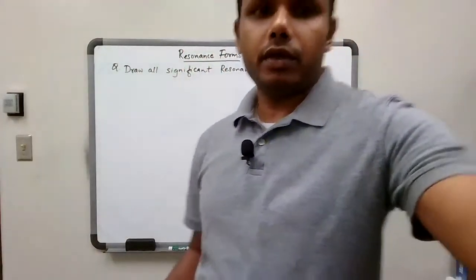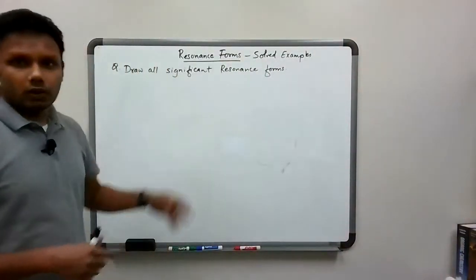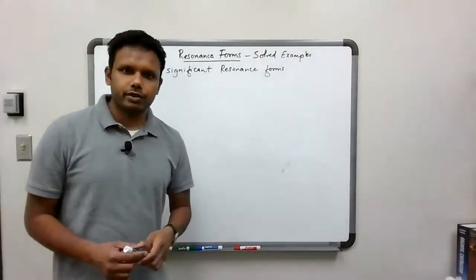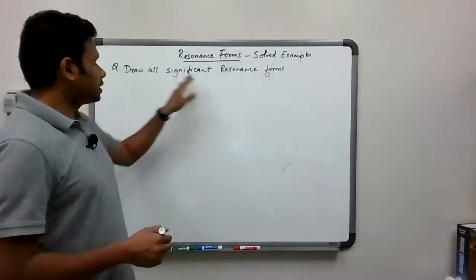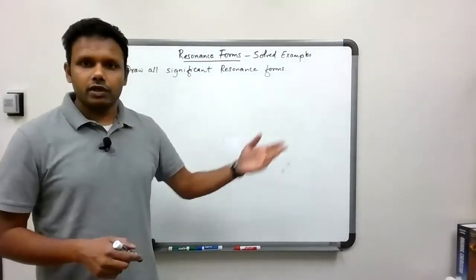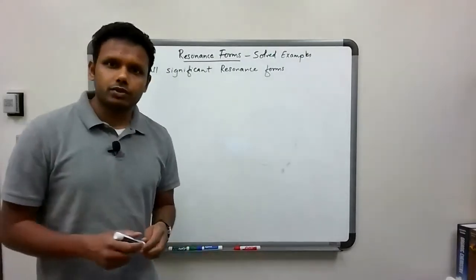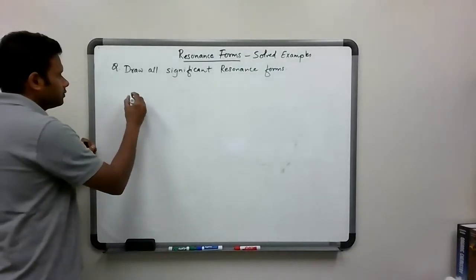So in this particular video, what we're going to do is I'm going to solve some examples for you so that we can see how these problems should be attempted. What should be the approach when you're trying to draw significant resonance forms for a given structure? And when possible, we'll also try to draw a resonance hybrid for these. Okay, so let's start off.